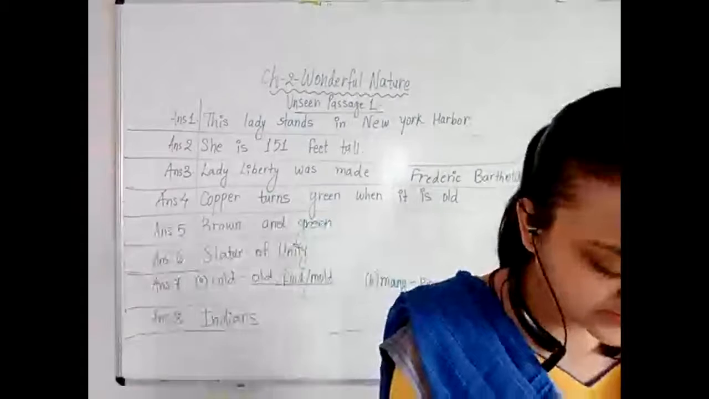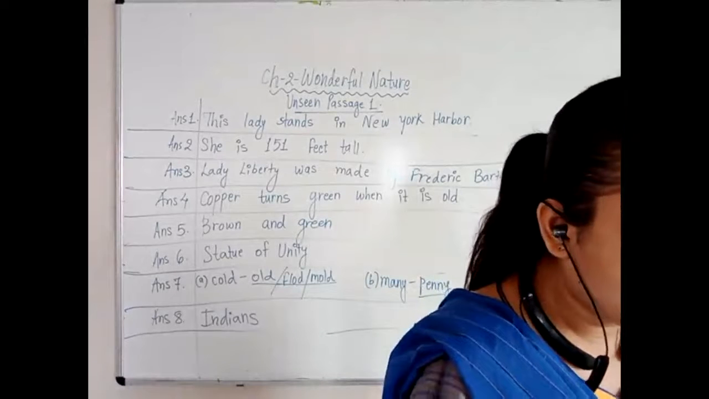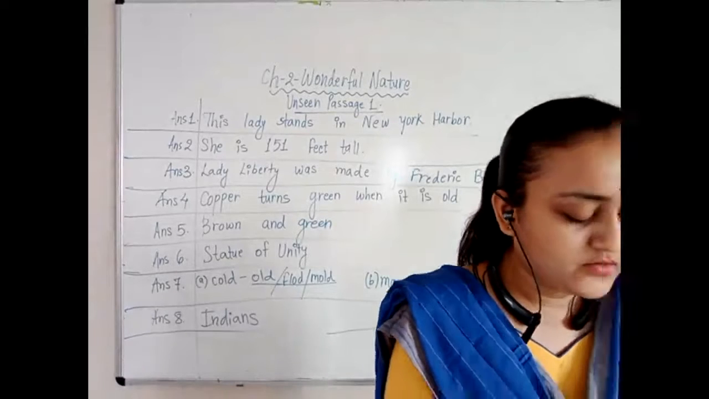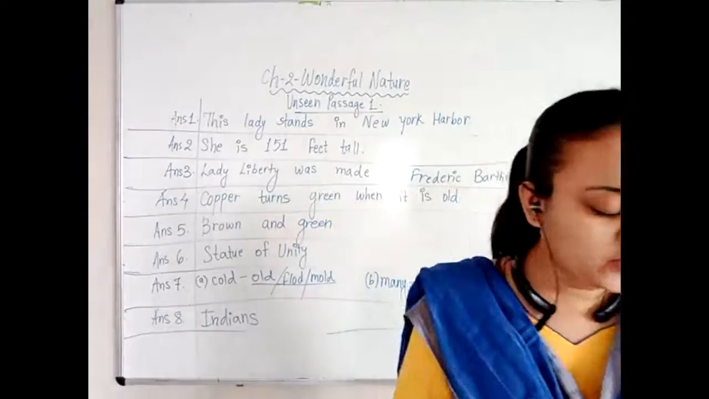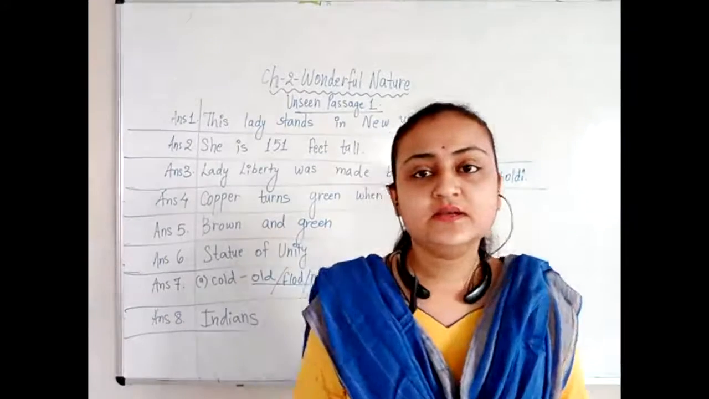Okay, well done. Now let's start. Very good, Samar. Let's start. Good, everyone. Now let's start. Unseen passage number 2. It is the passage of Golu and Molu, who were two friends.